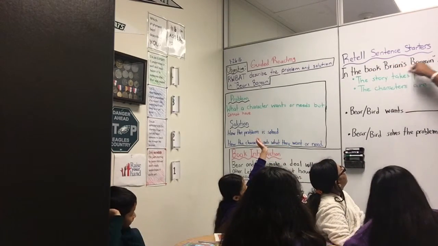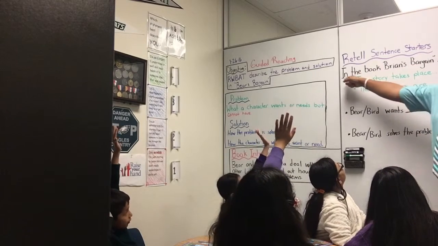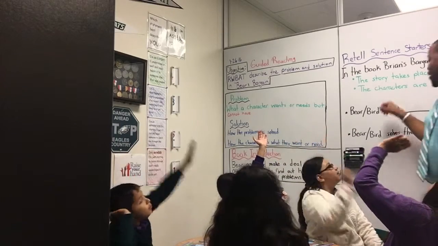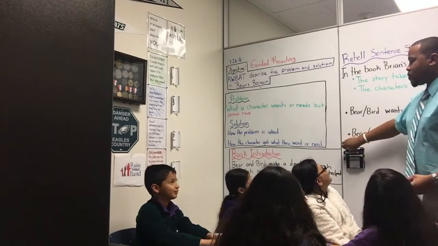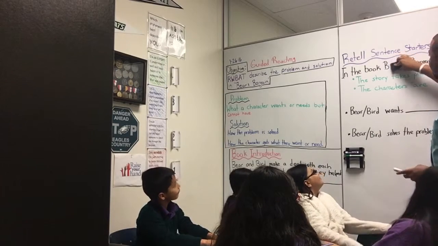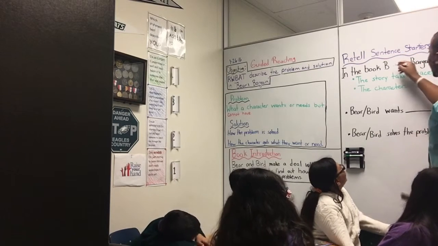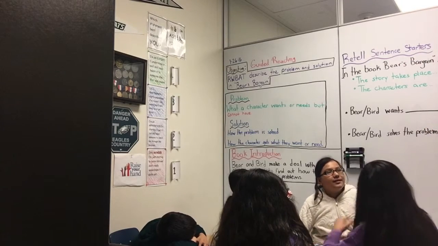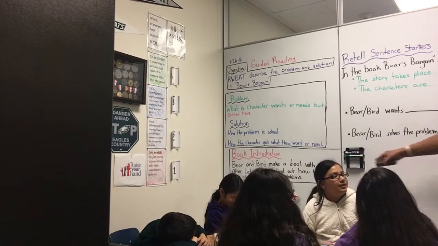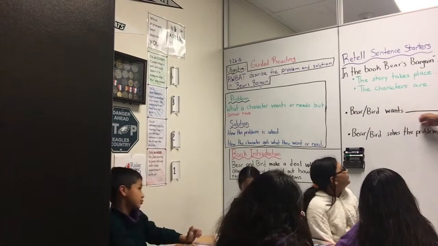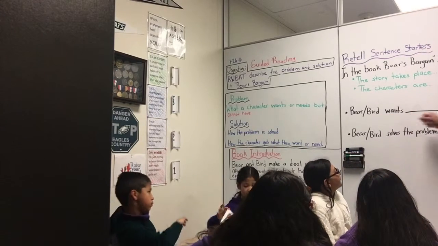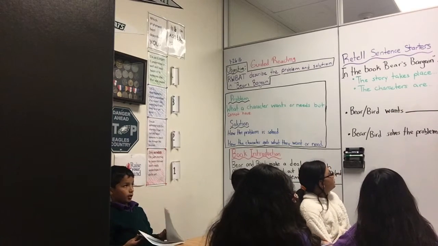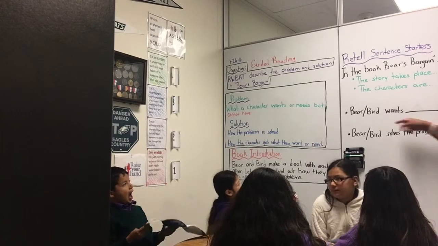In the book Bear's Bargain, the characters are. So I want you to say, in the book Bear's Bargain, the characters are, and then tell me. Yes, Lisbeth. In the book Bear's Bargain, the characters are Bear and Little Bird. Okay, Bear and Little Bird. Excellent. Now this is where we talk about the problem. Bear wanted what, but what? What was the problem? Yes, Haiti.